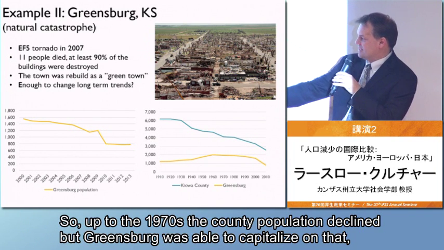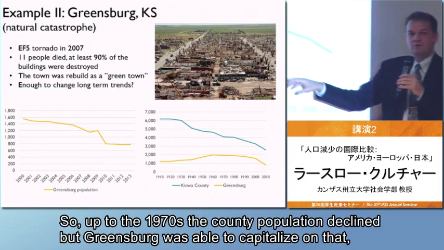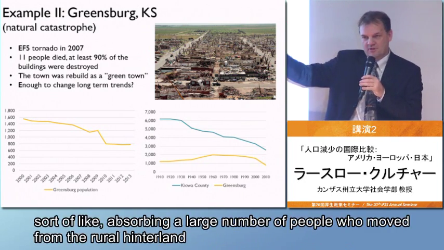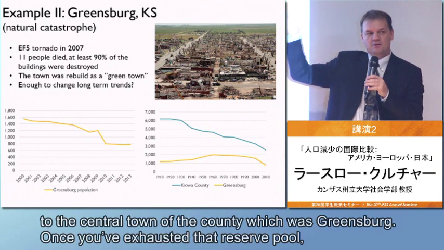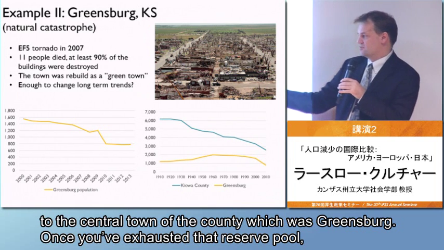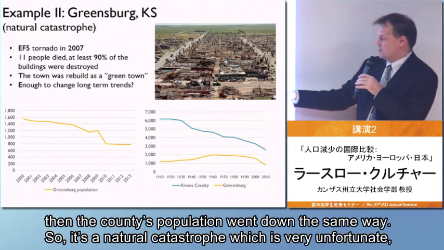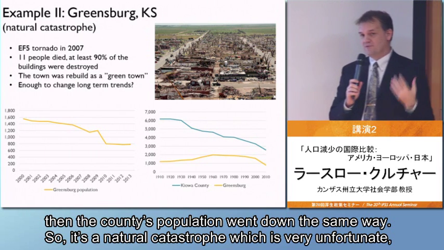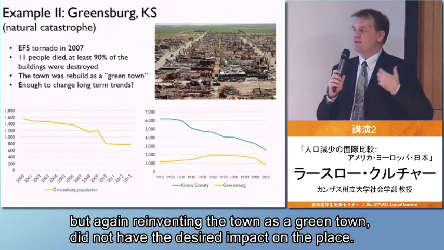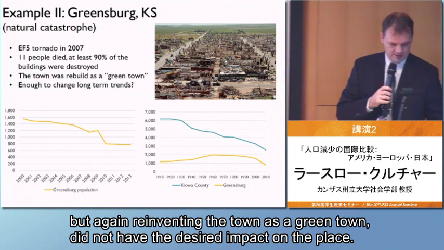So up to the 1970s, the county population declined, but Greensburg was able to capitalize on that, absorbing a large number of people who moved from the rural hinterland to the central town of the county, which was Greensburg. Once you exhausted that reserve pool, then the county's population went down the same way. So it's a natural catastrophe, which is very unfortunate, but again, reinventing the town as a green town did not have the desired impact on the place.